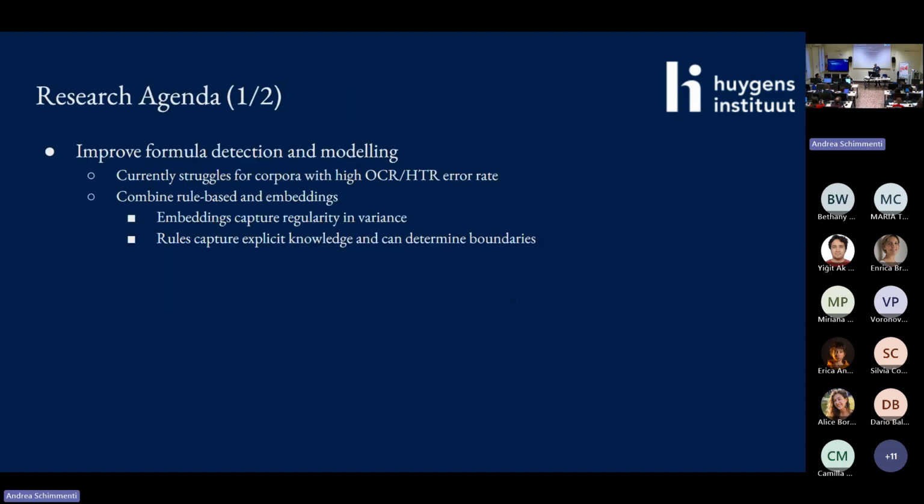Okay, to wrap up, this is sort of a research agenda. We want to continue this work. We think that there's a lot more interesting stuff that can be done to improve the detection and the modeling of these formulas. There are a couple of things that we struggle with: recognition errors, but also phrases that really mean the same thing, but are semantically or syntactically quite different. Maybe we can use embeddings, in the sense that they are very good at capturing regularity in all kinds of variation, but we want to keep the rule-based aspect because it's very good at making explicit what knowledge is in there, and we can find these boundaries.